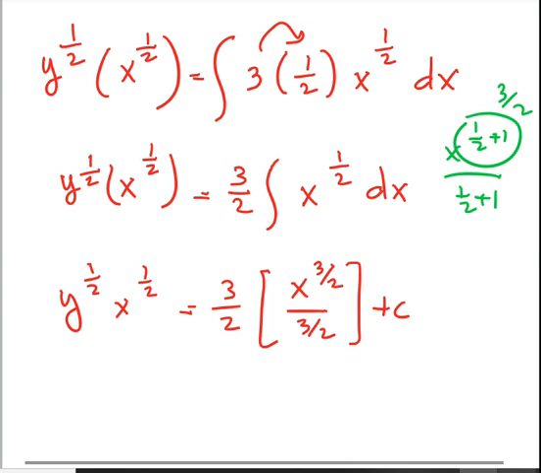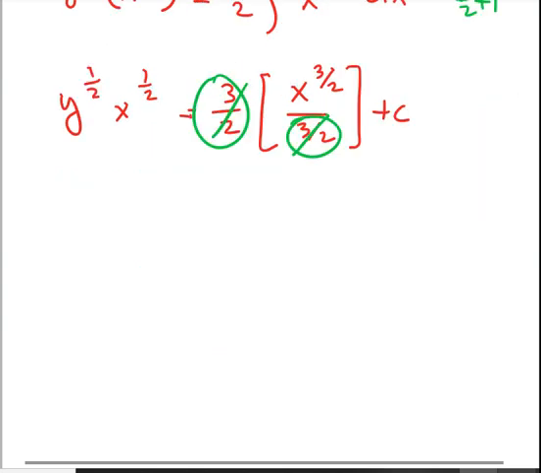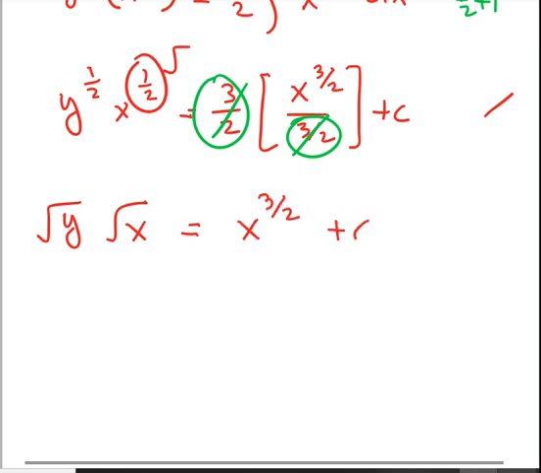Okay? Take note, 3 halves divided by 3 halves is equal to 1. So ito na lang po yung natitira, si x raised to 3 halves plus c. So rewriting this one, i-square root na lang natin. Square root of y times square root of x, because 1 half is just square root po yan, raised to 1 half is equal to x to 3 halves plus c.